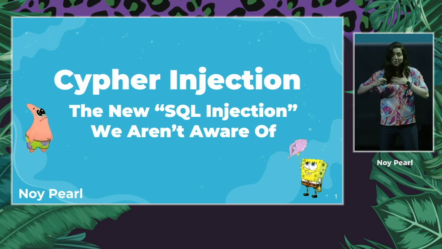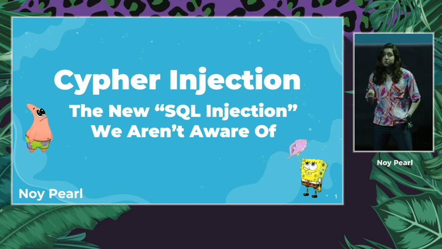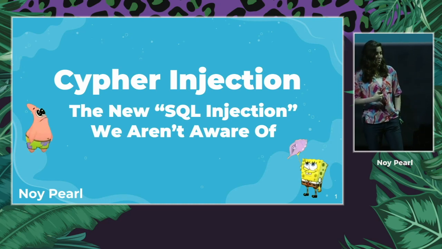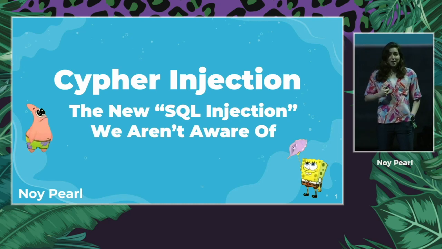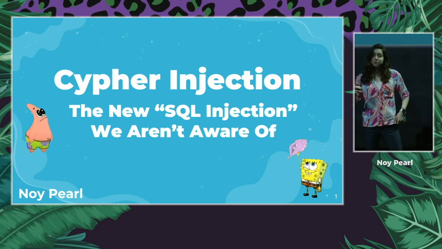So my name is Noy, and basically, I started this research like 1 year ago. And I just Googled for Cypher injections, and I found like 1.5 articles about it. And I was like, what? But we can have an injection. So my whole goal today is that like half a year from now, everyone in this audience will be able to just publish a write-up of bug bounty of Cypher injection.